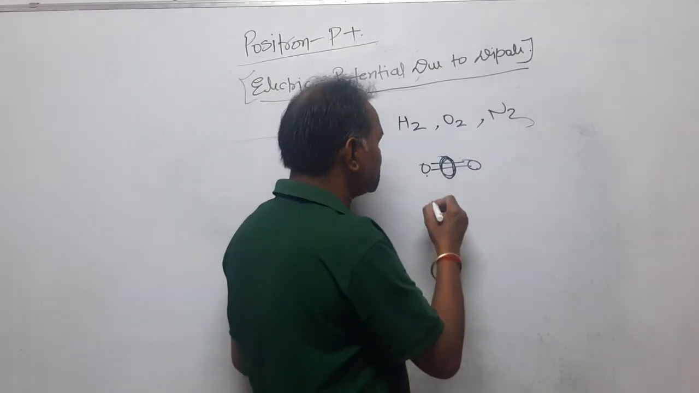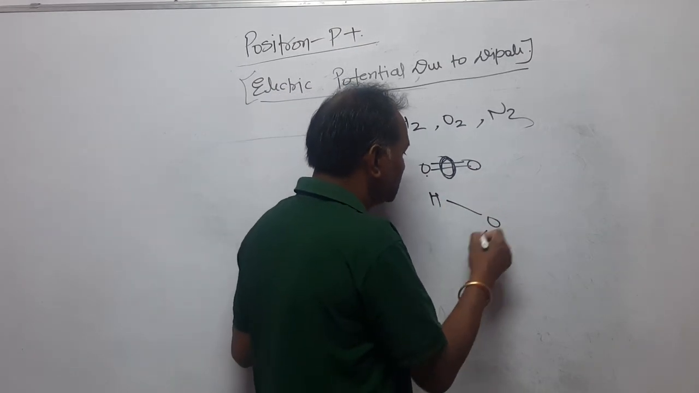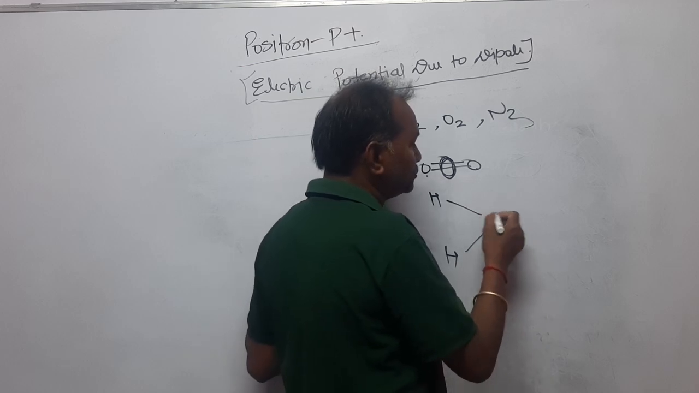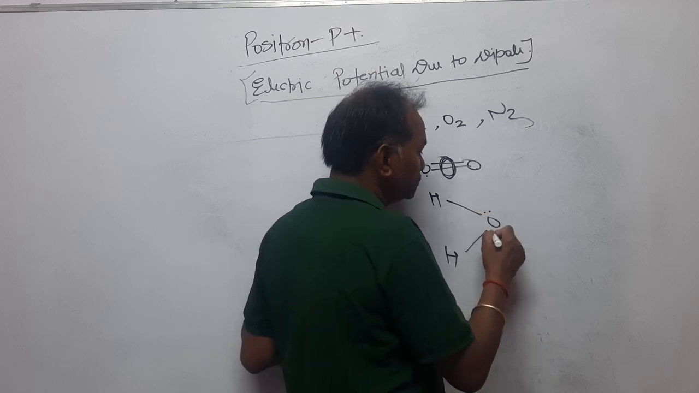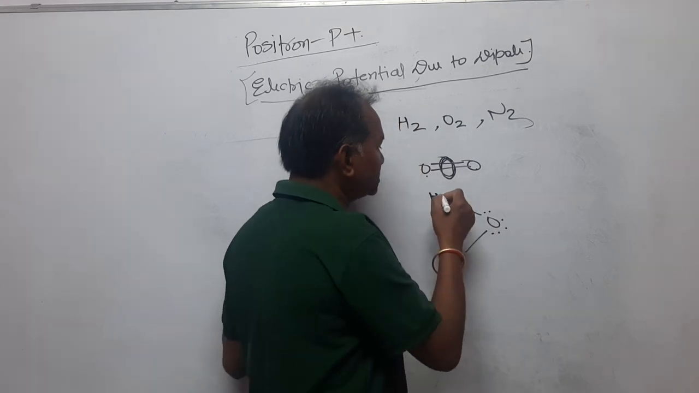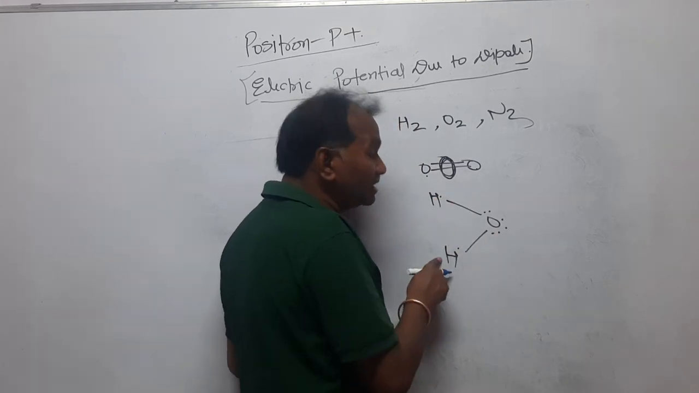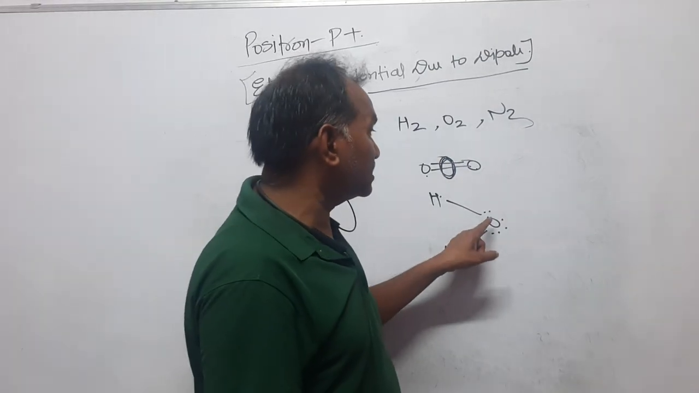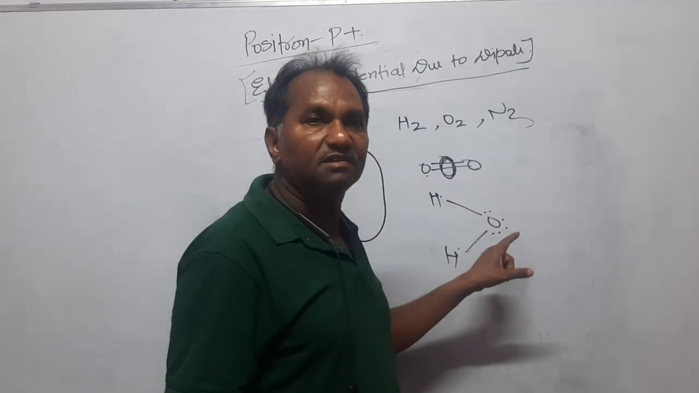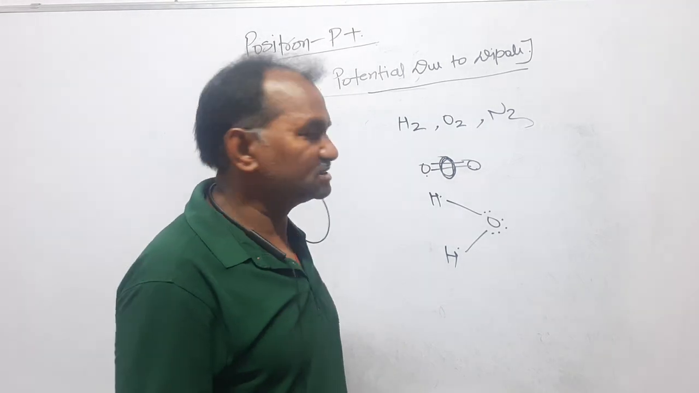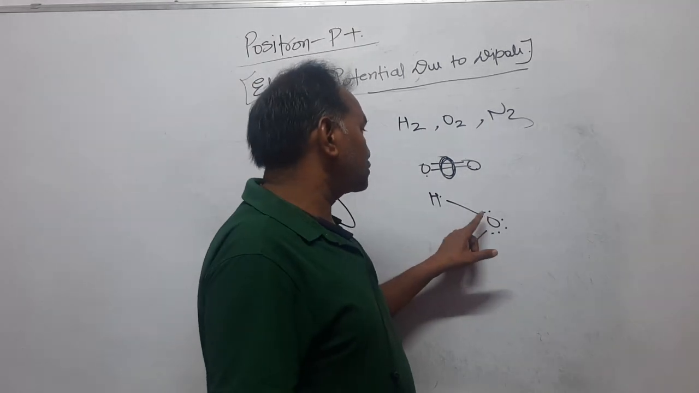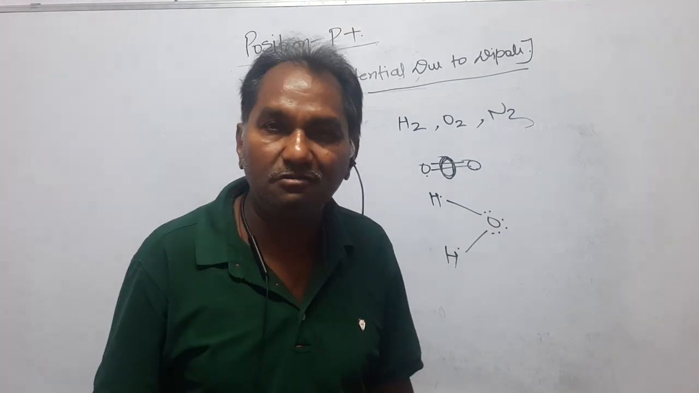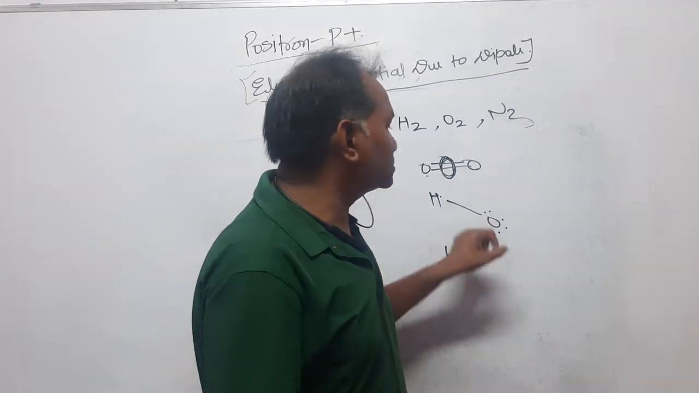But in the case of H2O, it is like this, right? Oxygen has configuration 2, 6, and hydrogen has 1 electron. It needs 1 electron to complete its 2 electrons in its first orbit, whereas oxygen needs 8 electrons to become stable, so it needs 2 more electrons. So 1 electron is shared with this hydrogen and 1 electron with that hydrogen. It is a heterogeneous molecule; the two atoms are different.